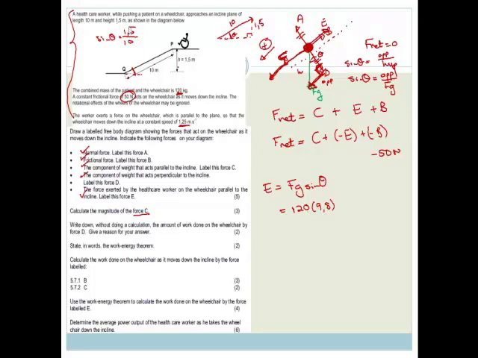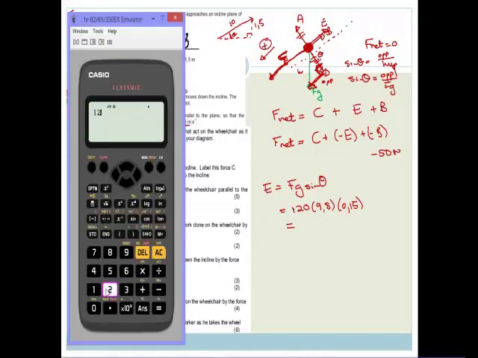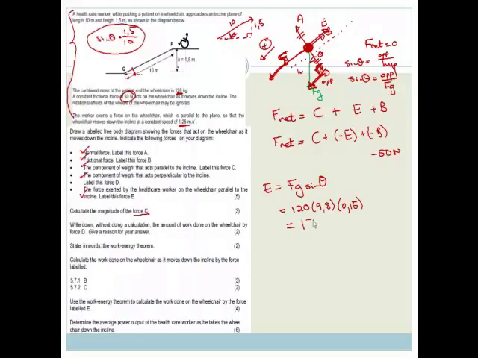And sine theta, we've just proven, is 1.5 over 10, which is actually going to be 0.15. If you just divide 1.5 by 10, you get 0.15. So therefore we can work out E by getting out our calculators, and we can say 120 times 9.8 times 0.15 equals 176.4 newtons.